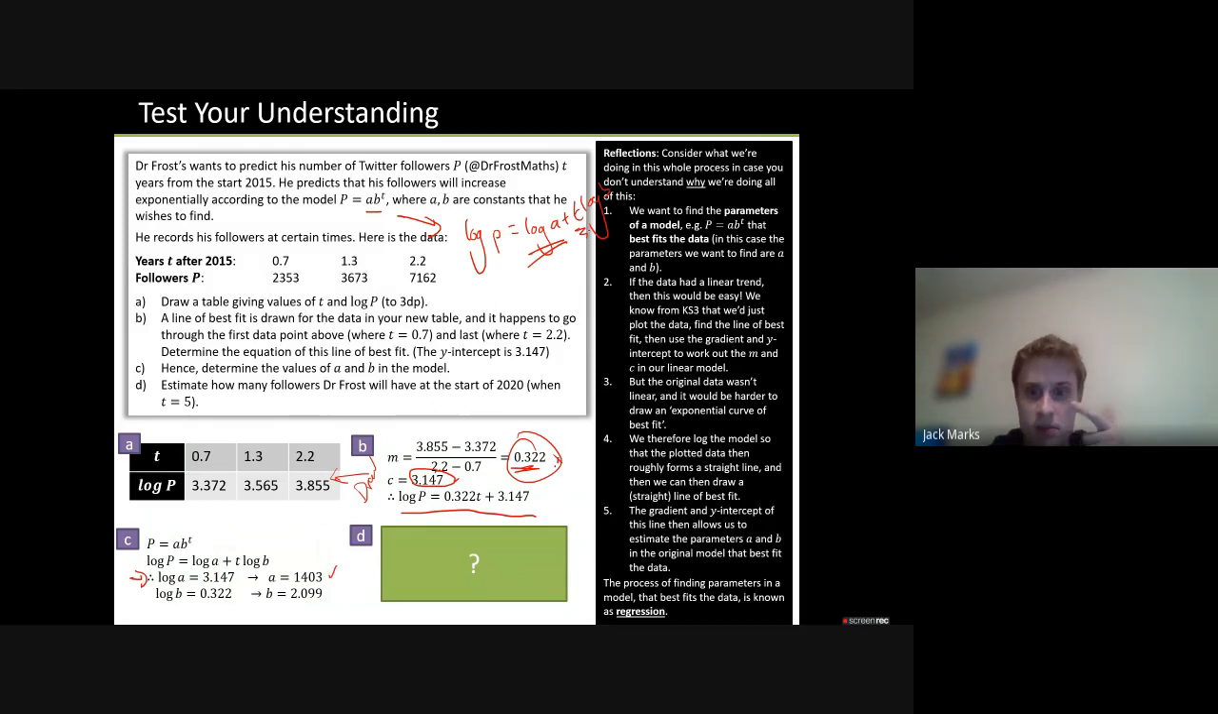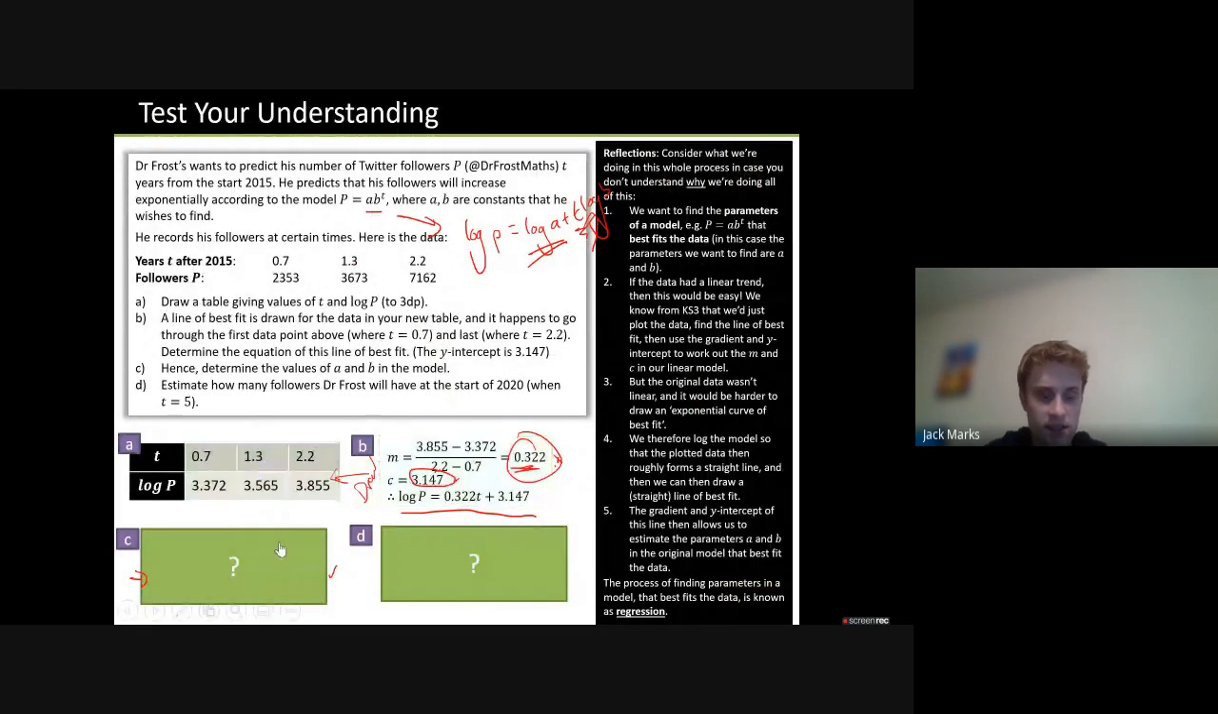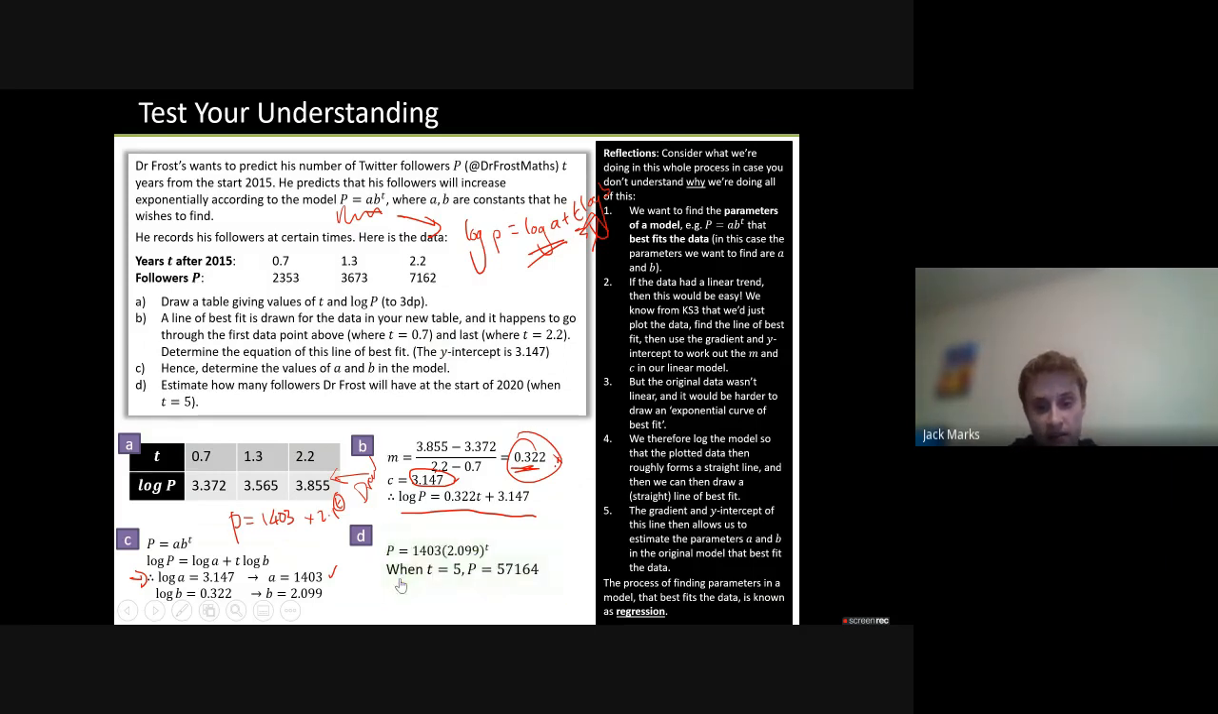Gradient, what's the meaning of gradient? It's the part that goes with the t. So you set log b equal to your gradient, you work backwards to get b. Estimate something t equals 5. Well, when you find your a and your b, you can actually write them in. So you can actually say p equals 1403 multiplied by let's call it 2.1 to the power of t. Then you have a model that you can actually use. You can put a 5 there and you can find an answer. Okay, my recommendation to have a go at all of the questions for this section, please.